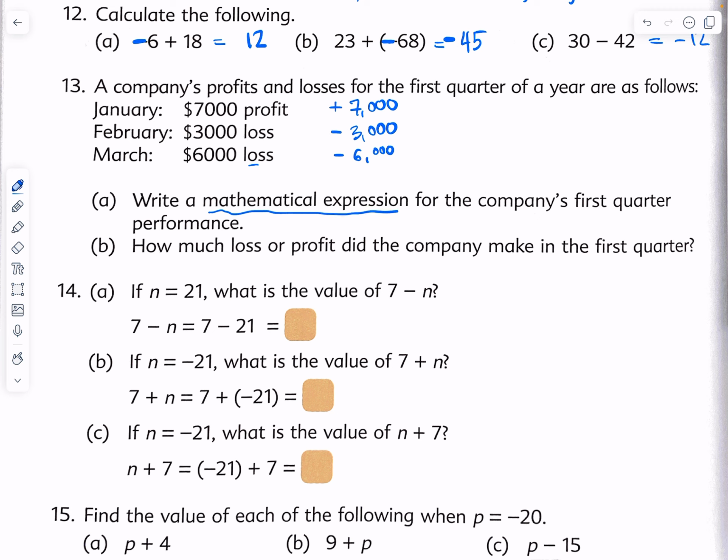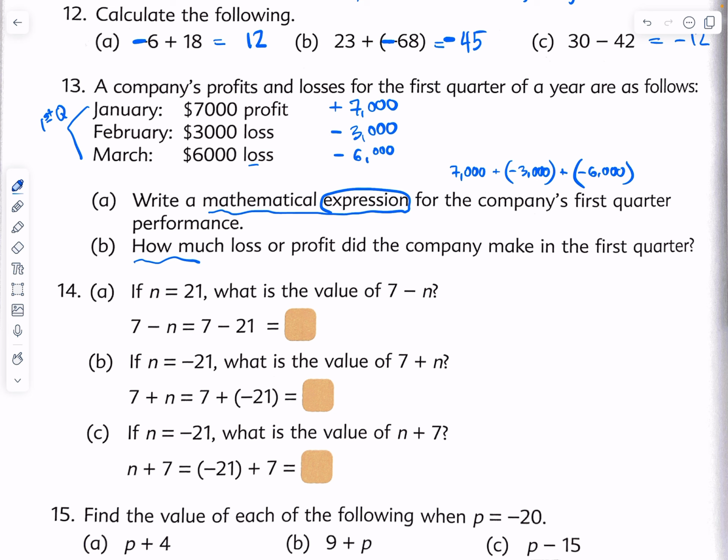Write a mathematical expression. We learned about expressions last week. So we can say for the company's first quarter, okay? First quarter. So let's go. 7,000 plus negative 3,000. You can say negative, minus, plus negative 6,000. That's the expression.